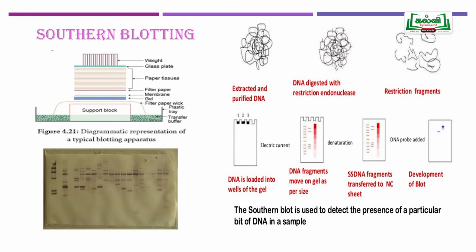In agarose gel electrophoresis, as we previously discussed, according to the molecular size, what will happen? The DNA molecules will migrate from the negative charge to the positive charge. So according to the DNA molecular size, the fragment separation will take place. So up to here, the agarose gel electrophoresis is over. Next, we have to go for Southern blotting.